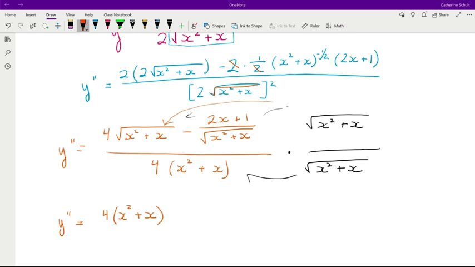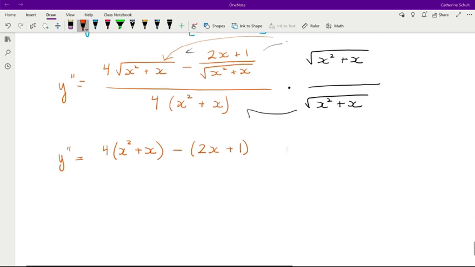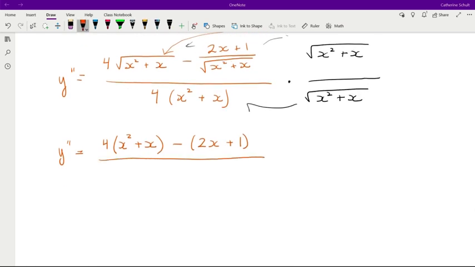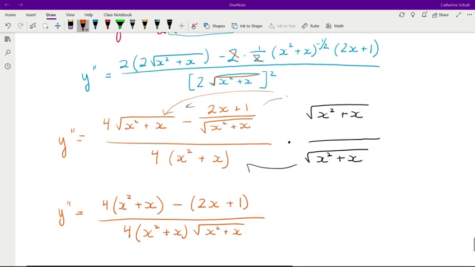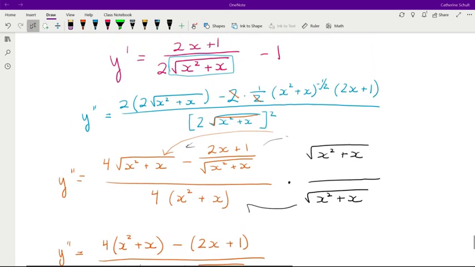The square roots cancel. Make sure you put parentheses around 2x plus 1. We're going to subtract the whole numerator, not just the first term. And in the bottom, we'll have the square root of x squared plus x. Where are we at? So we're going to have, let's see.